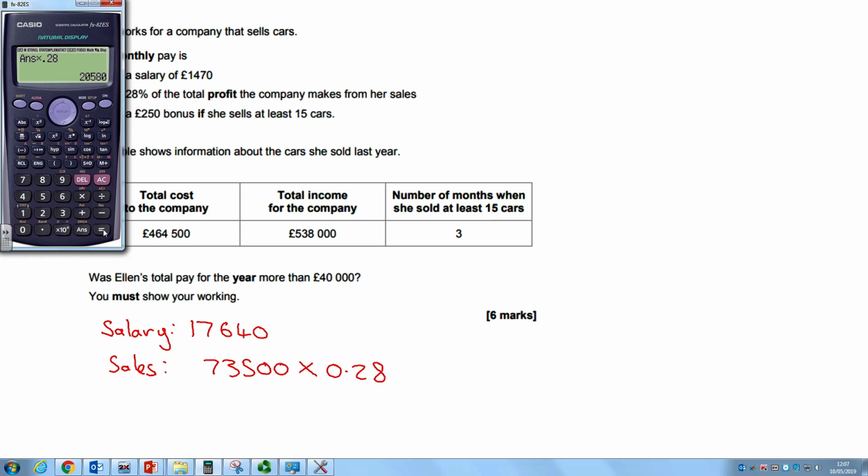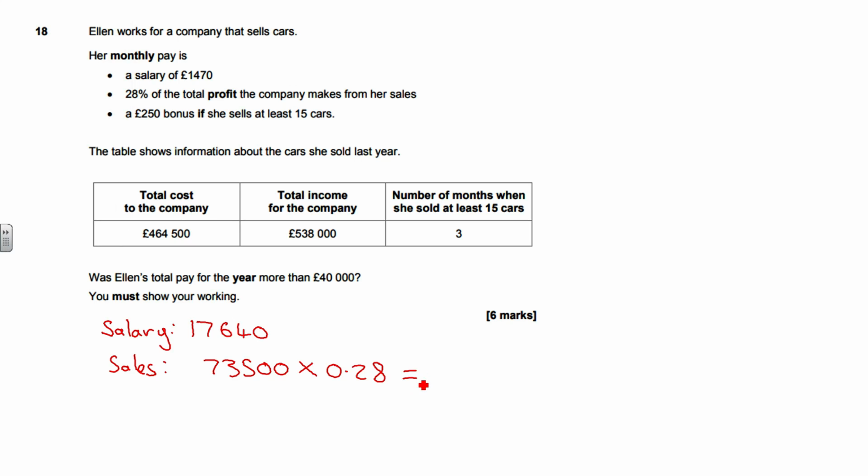So we've got £20,580 of sales money. Finally, we've got her bonus, which is £250 if she sold at least 15 cars, which she did 3 times. So she received that bonus 3 times. 250 times 3 is £750.